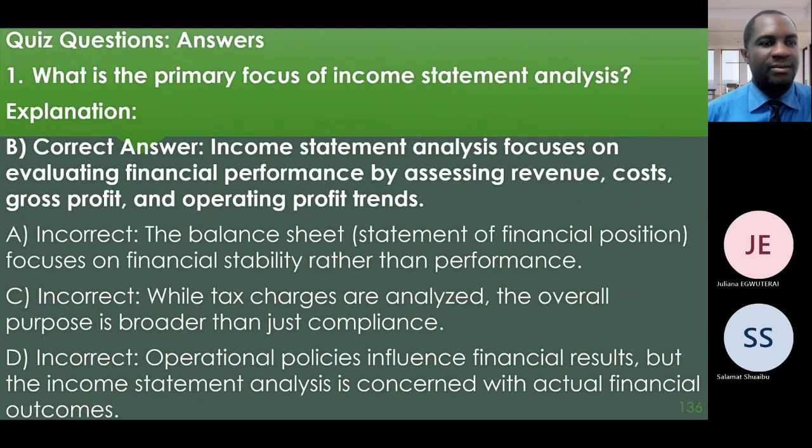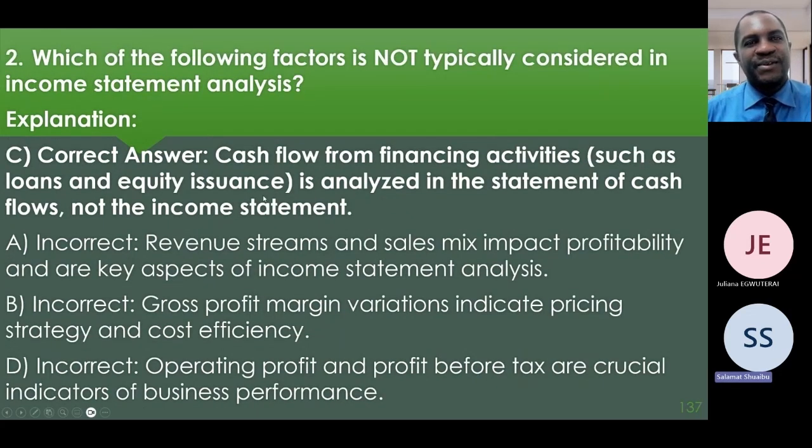Number 1, B. What is the primary focus of income statement analysis? It focuses on evaluating financial performance by assessing revenue and cost. Good, both of them got B. Number 2: which of the following factors is not typically considered in income statement analysis? C, cash flow from activities. Both of them got it.